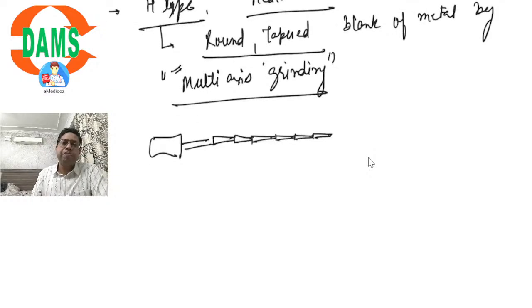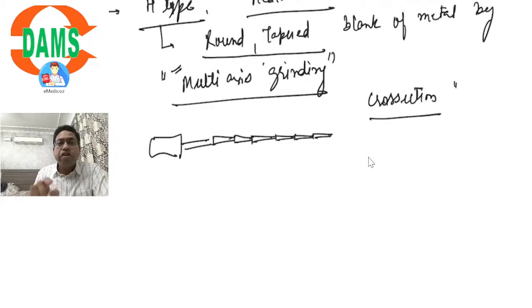This is an H-type instrument. It would follow the same ISO standards that we have seen above. If I talk about instrument cross section, although it is made from a round and tapered stainless steel blank of metal, the cross section is not round because after multi-axis grinding, the cross section is teardrop.